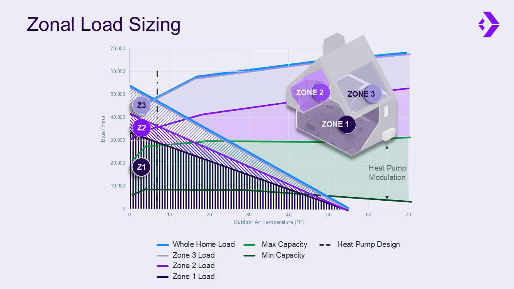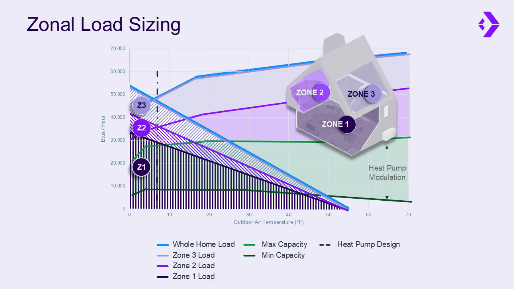The beauty is, those zones rarely all peak at the same time. Heat transfers between rooms, doors open and close, sunlight warms certain spaces. All of that reduces the combined load at any given time. So with thoughtful zoning, the total capacity we need across the home can go down.